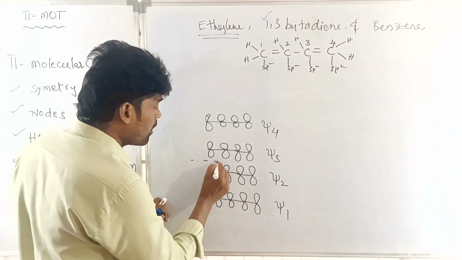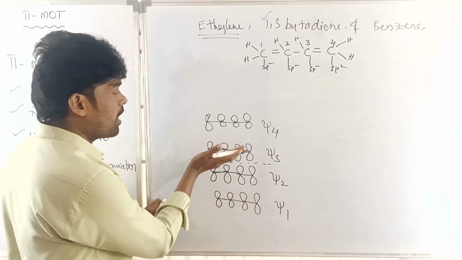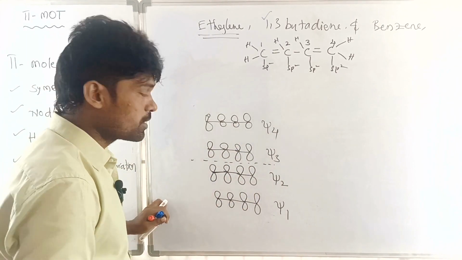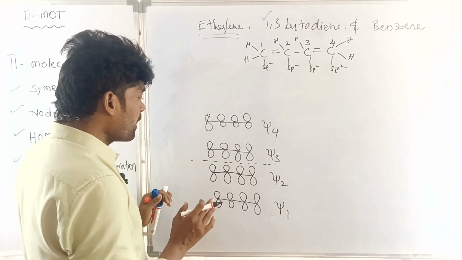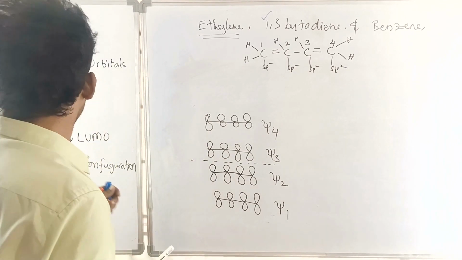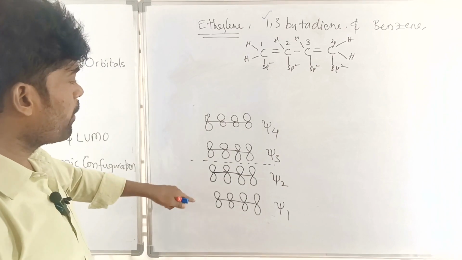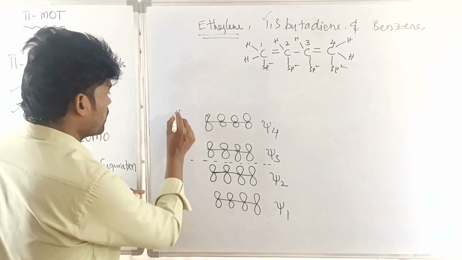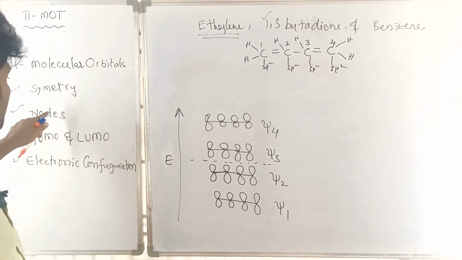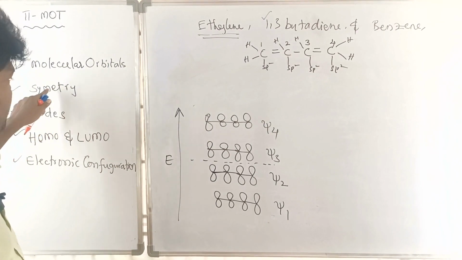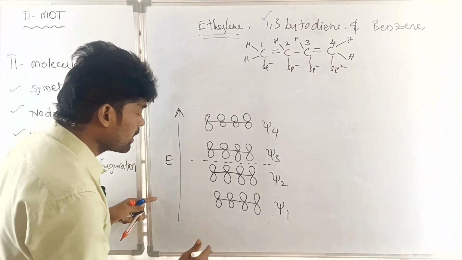So half of them are bonding molecular orbitals, half of them are anti-bonding molecular orbitals. These two are bonding, these two are anti-bonding. In this particular case, how many pi molecular orbitals there are, that point is covered. Now symmetry and nodes. Let me explain it clearly.